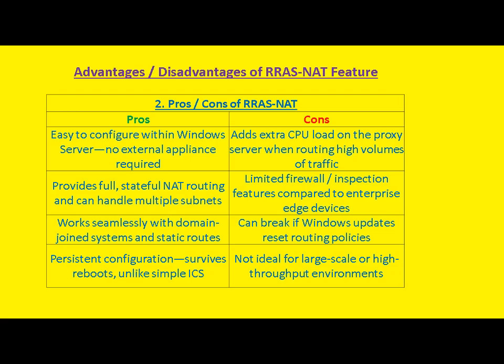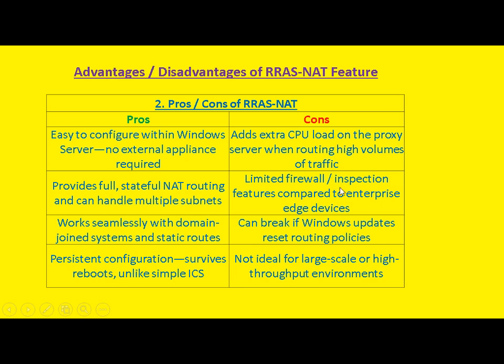And then the last one is persistent configuration, which survives reboots unlike simple ICS. So in ICS, if you reboot that particular system, that internet connection sharing may get reset. But in NAT or RRAS, even after multiple reboots, it will stay. It will be a static configuration. Now those are the advantages.